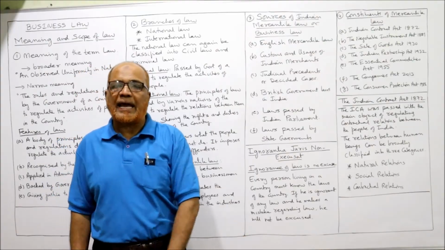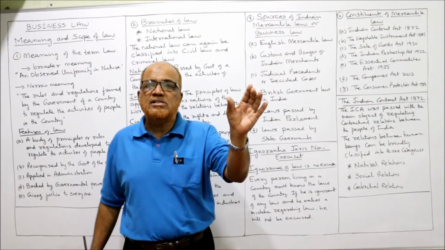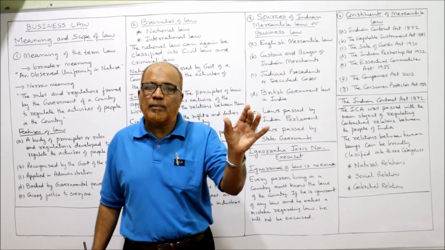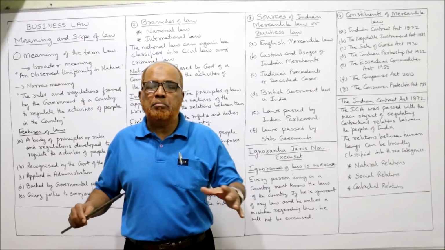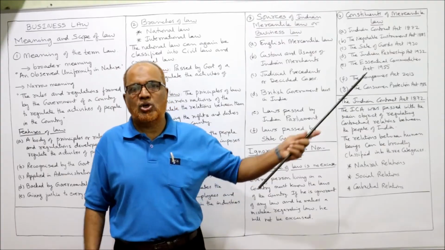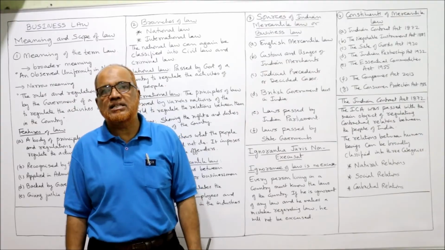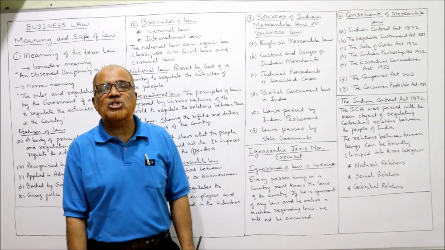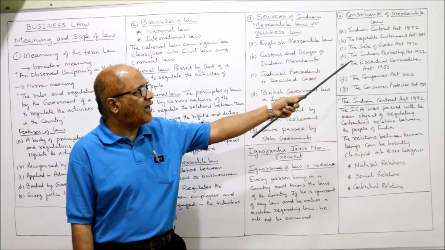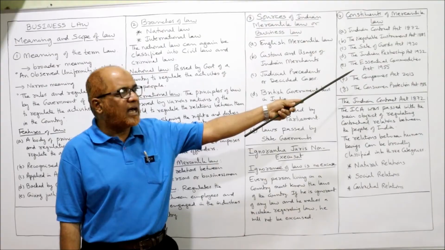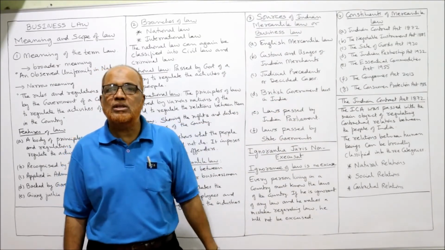First of all, Indian Contract Act 1872, the biggest part of business law. This is a major act, a major constituent of business law. Secondly, the Negotiable Instruments Act 1881. This is also one of the constituents of business law. Third, Sale of Goods Act 1930, Indian Partnership Act 1932, Essential Commodities Act 1955, Companies Act 2013.